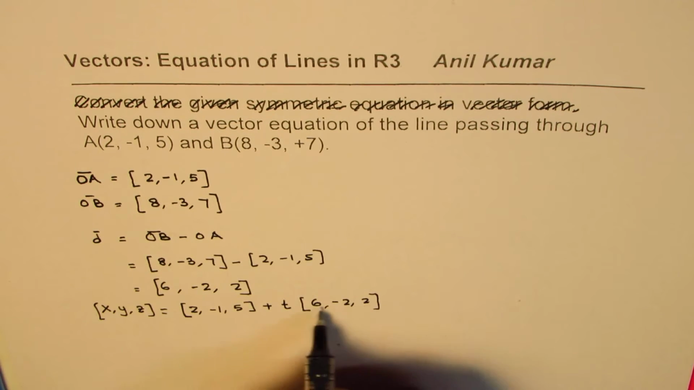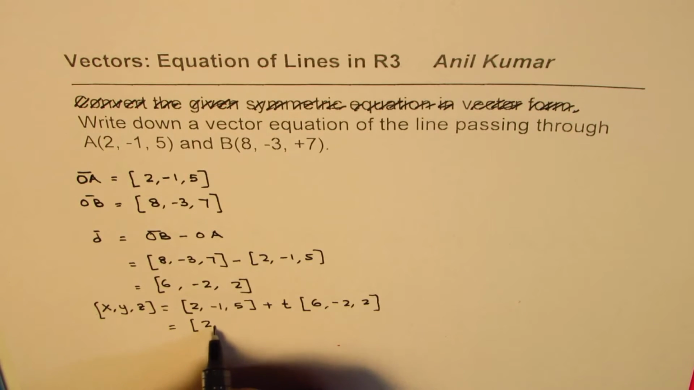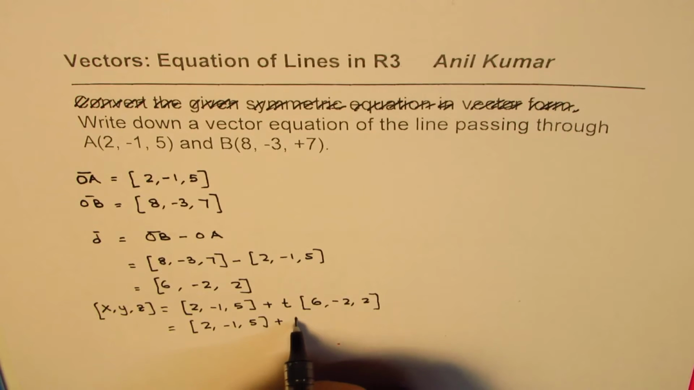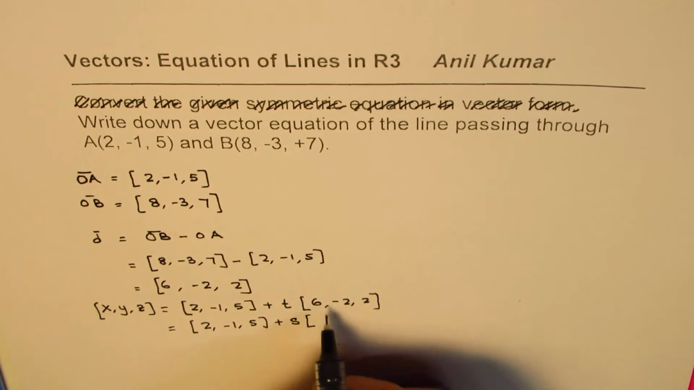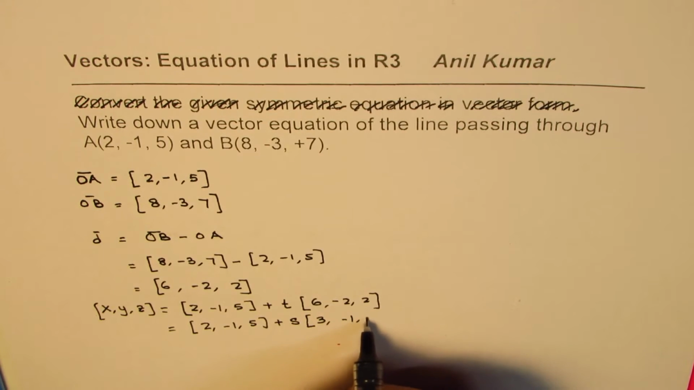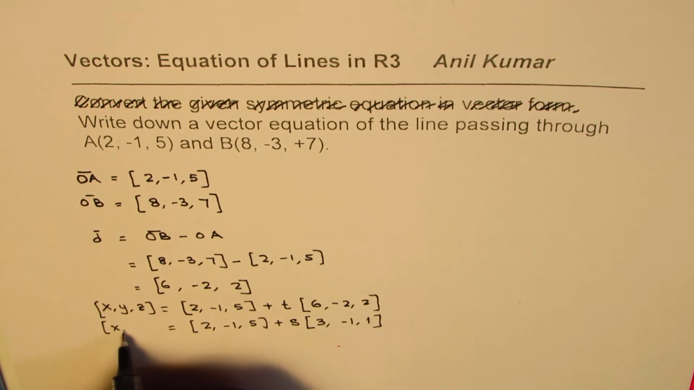You could actually take a common factor, and you could also write this as (2, -1, 5) plus some parameter, we can take s. Taking 2 common gives us (3, -1, 1). It's a good practice to write it in the simplest form.